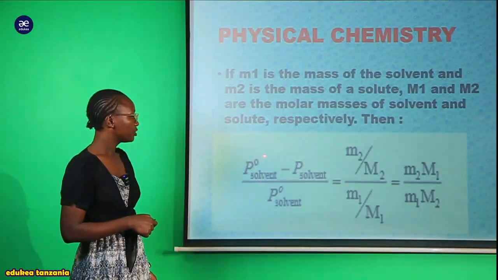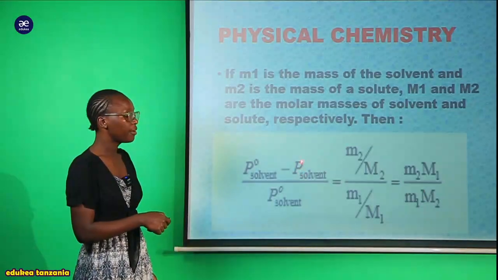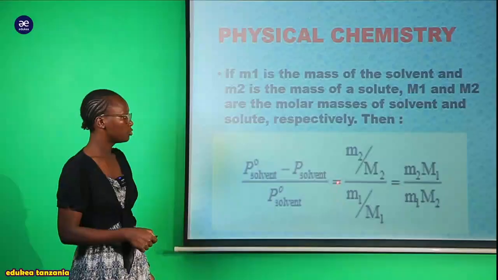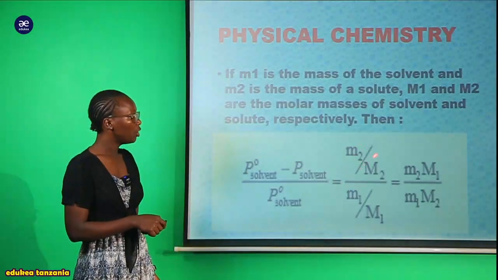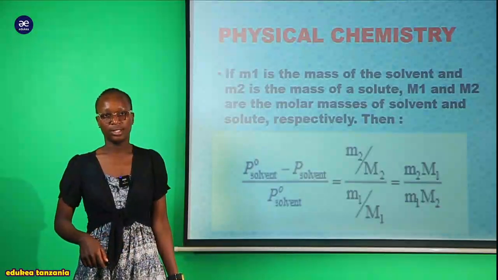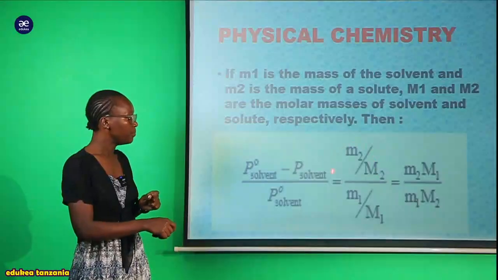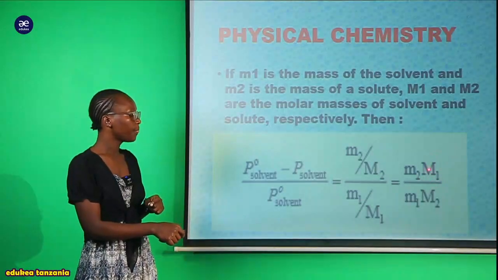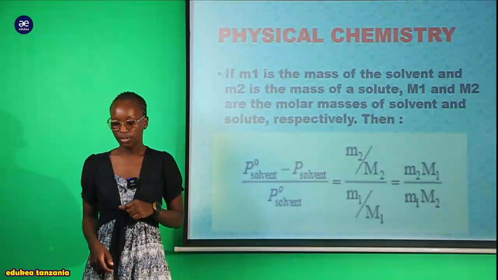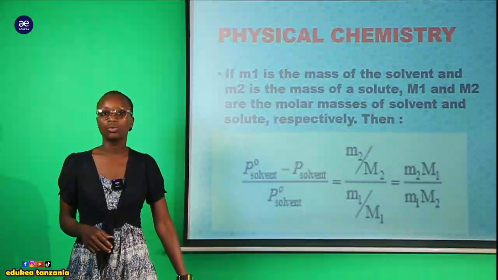The pure vapor pressure of the solvent minus the vapor pressure of the solvent, over the pure vapor pressure of the solvent, will be equal to mass 2 over molar mass 2, divided by mass 1 over molar mass 1. This is a simple calculation, you are just rearranging the formula. Therefore simply this is equal to mass 2 times molar mass 1 over mass 1 times molar mass 2. So this is our equation. We are going to solve our question using this equation.